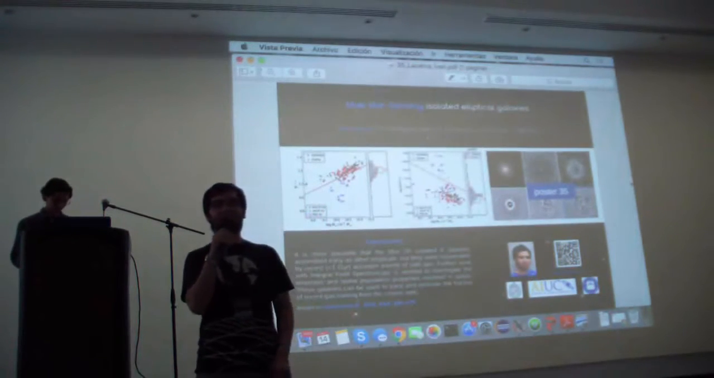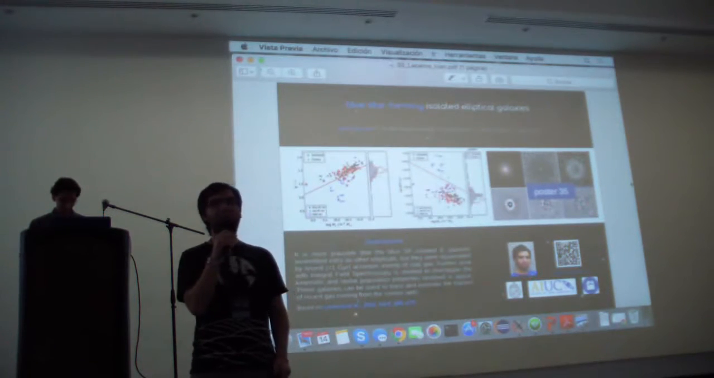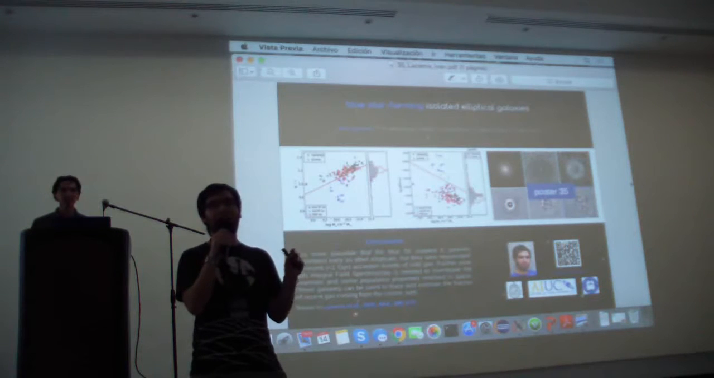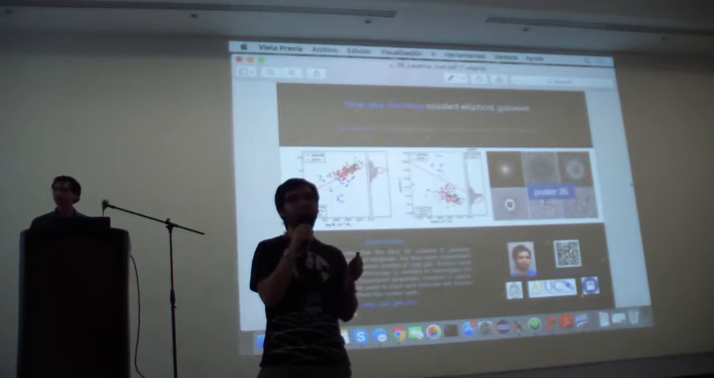I would like to invite you to see the poster that is located at the back of this room, where we identify a peculiar sample of blue and star-forming isolated elliptical galaxies. We found that these blue star-forming ellipticals were assembled like classical red and dead elliptical galaxies, but they were rejuvenated by recent events of cold gas accretion.